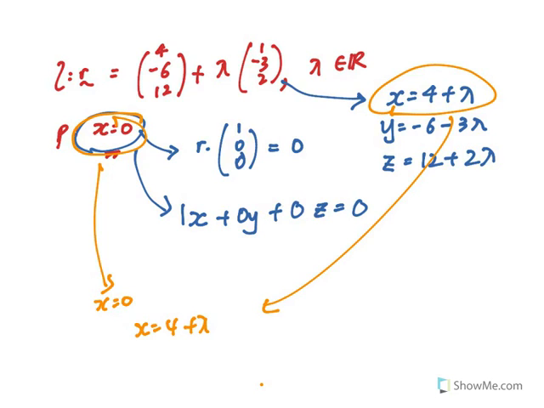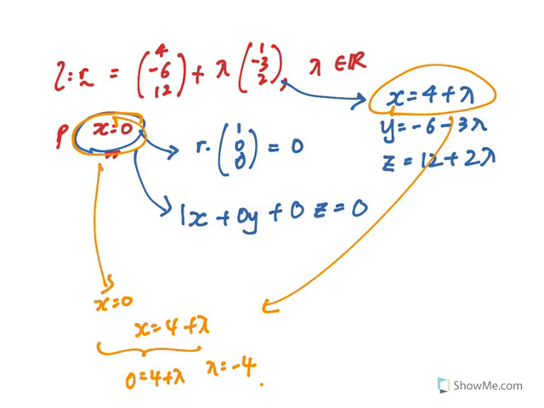I ask Kaipin. If my point has to fulfill both of them, what does it say about lambda? Lambda must be -4. Okay, that's a very quick conclusion. So from here, straight away you can see 0 equals 4 plus lambda, lambda equals -4. So your point has the parameter lambda equals -4.